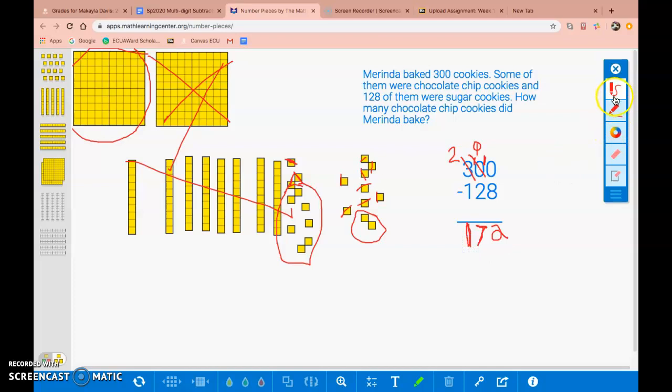And that is how we will solve our problem today. So our answer is 172 chocolate chip cookies.